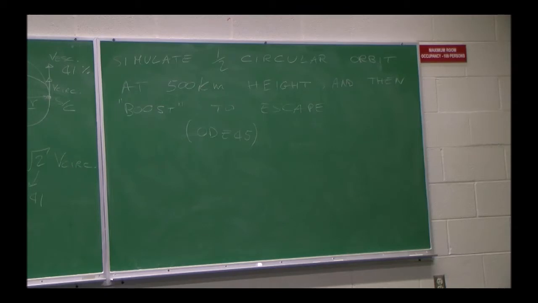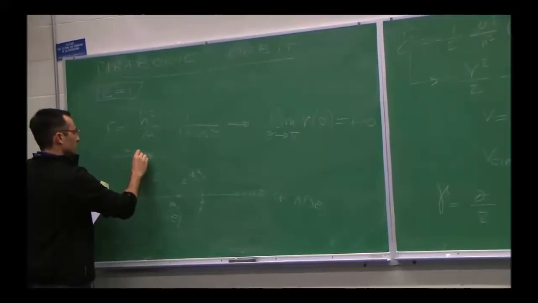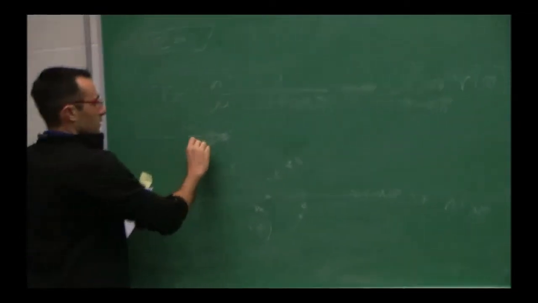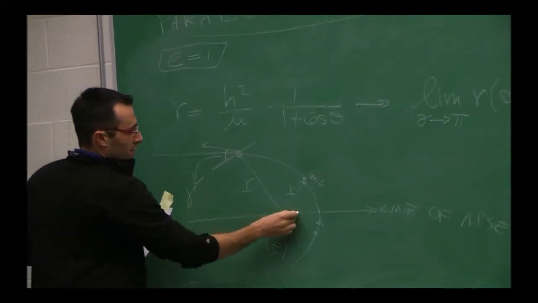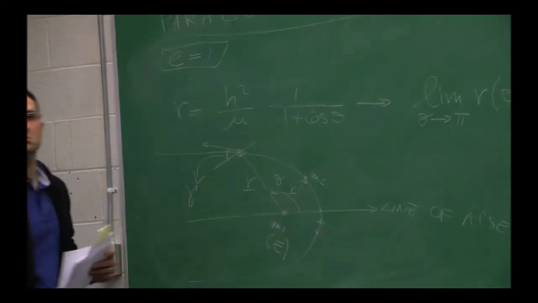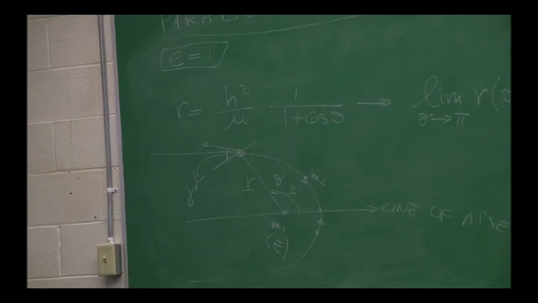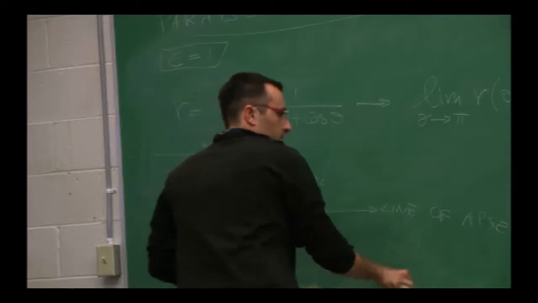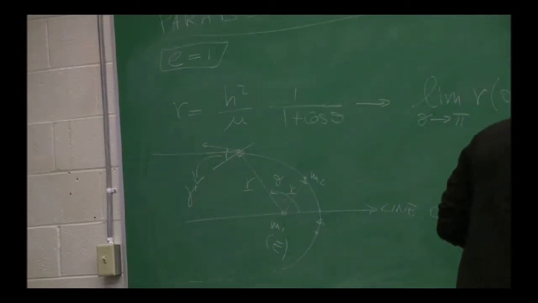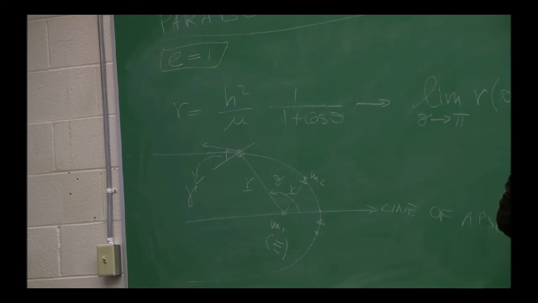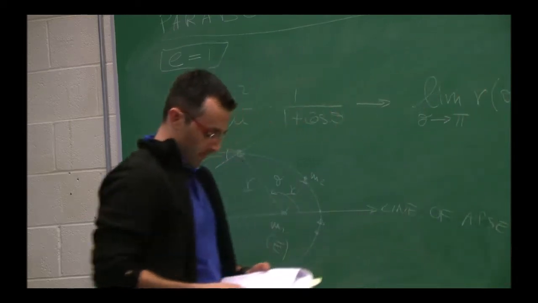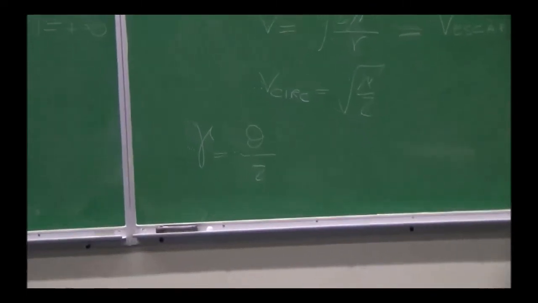Another nice feature is the flight path angle, the angle between the local normal and the velocity vector. This is how we define gamma. It's always half of the true anomaly. That's what happens for a parabolic path. Questions, concerns? Is that theta over 2? It's theta over 2, yes. And I think that's all I want to tell you about parabolas.